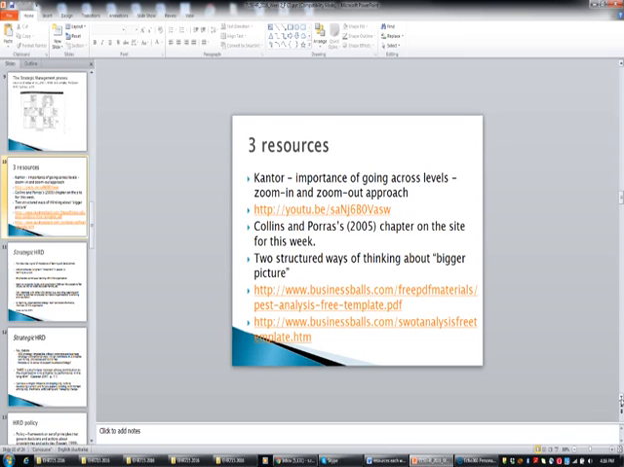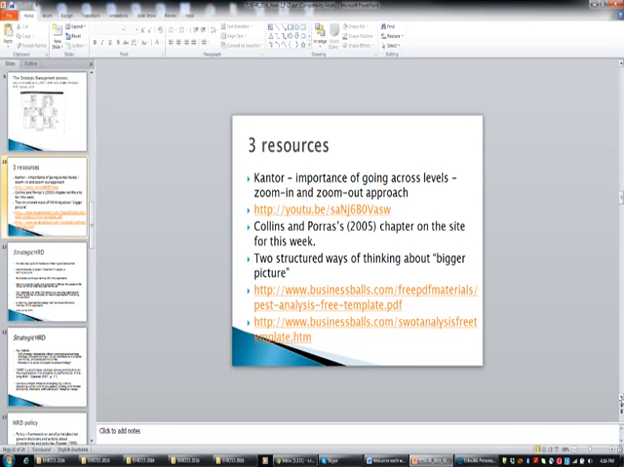There are three resources that I've put on the activities for this week, so please take a look at those. Cantor talks about the importance of going across levels. So she sees very good HRD specialists and HRM specialists as being able to see the bigger picture around strategy, but then being able to zoom in to some really important issues that may need to be solved before we can go forward. She talks about zoom in and zoom out, and I think that's a really nice way of thinking about the cases that we'll be discussing later in the semester.